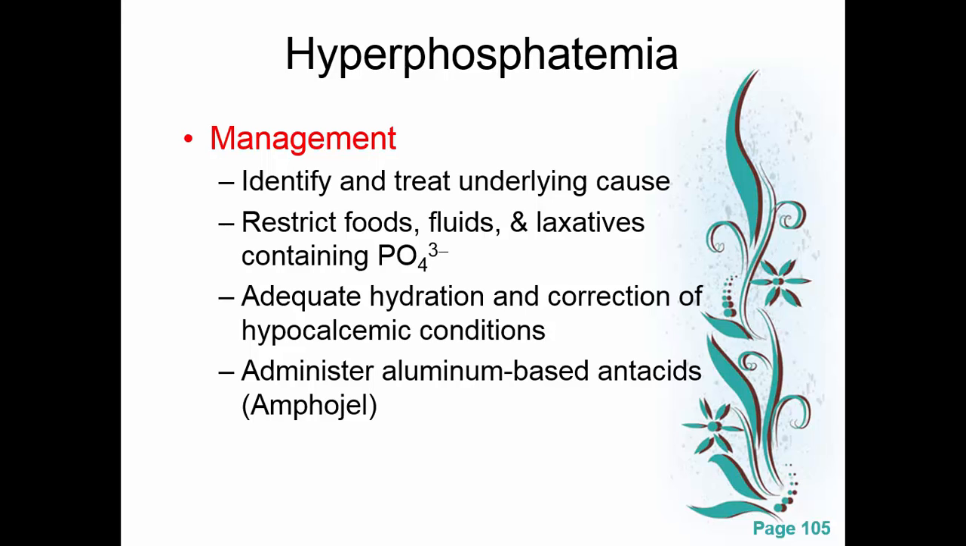Management is to identify and treat their underlying cause, restrict foods, fluids, and laxatives that contain phosphate. Make sure they have adequate hydration and correction of hypocalcemic conditions. You want to administer aluminum-based antacids. Amphojel is an example. These bind with phosphorus in the GI tract, and then phosphorus is eliminated in the feces.